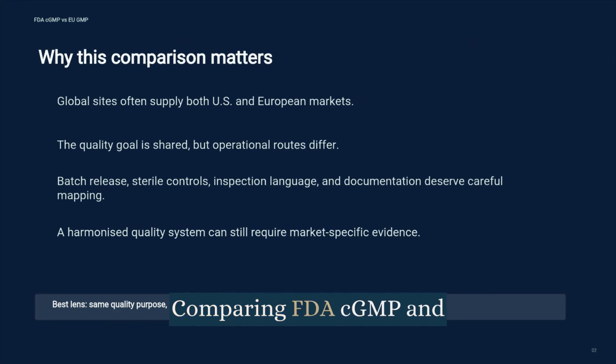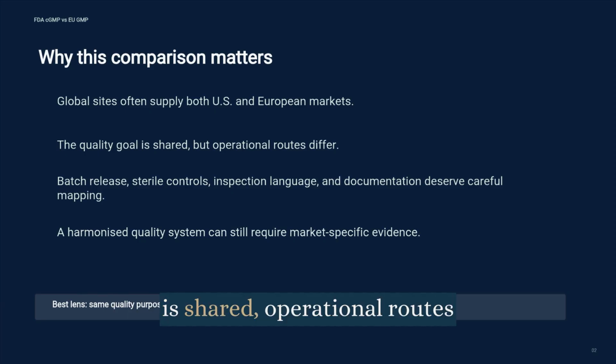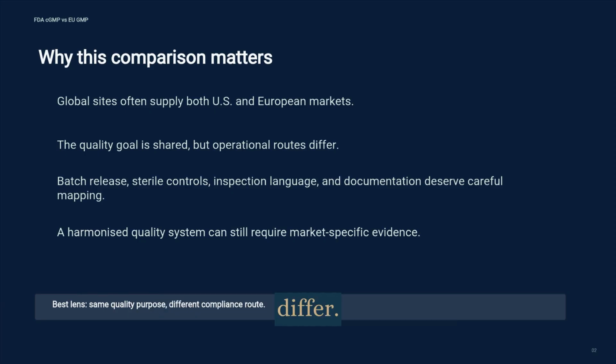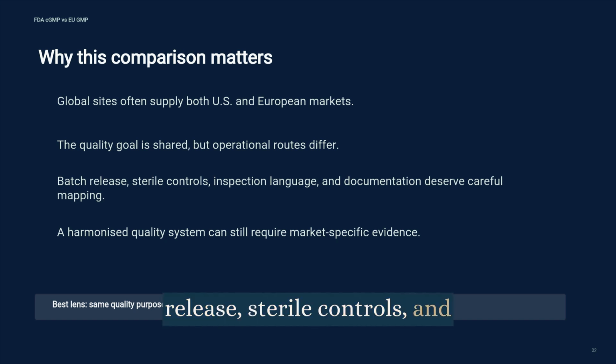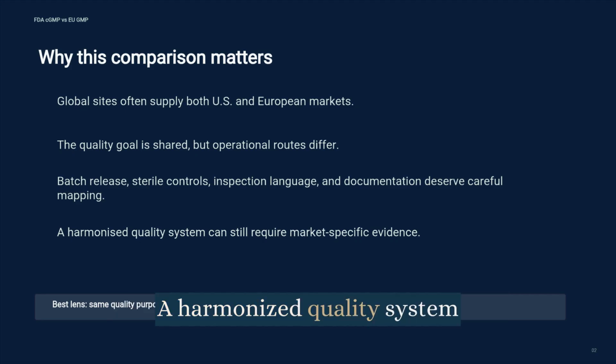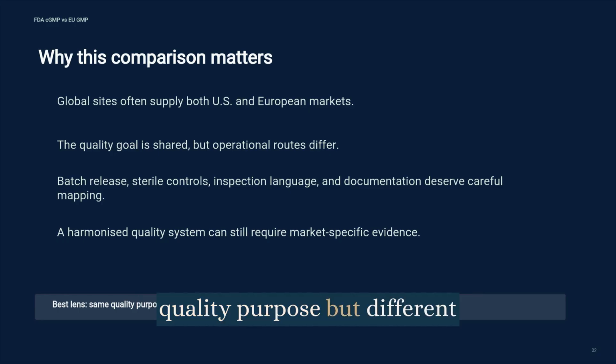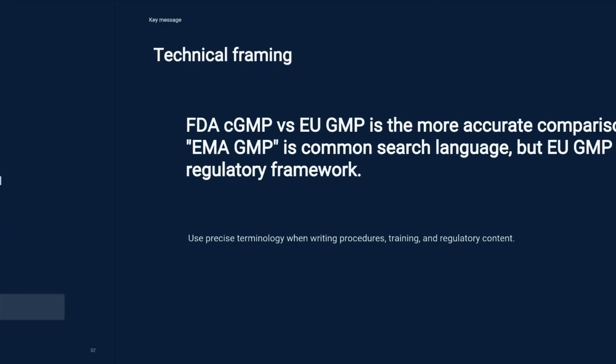Comparing FDA cGMP and EU GMP is crucial as global sites supply both United States and European markets. While the quality goal is shared, operational routes differ. Key areas like batch release, sterile controls, and documentation need careful mapping. A harmonized quality system may still require market specific evidence, emphasizing the same quality purpose but different compliance routes.